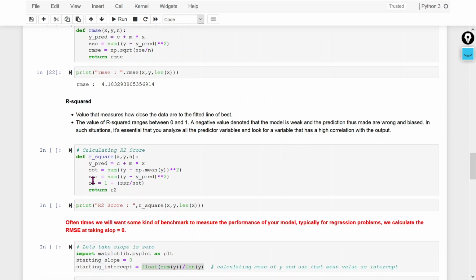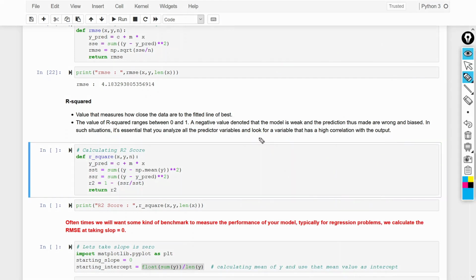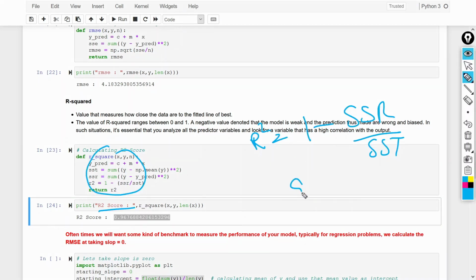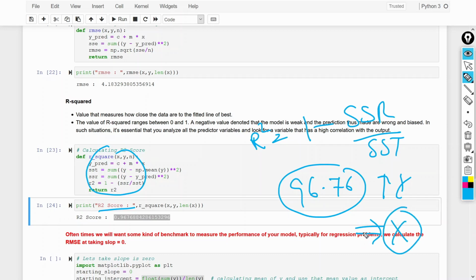We can also verify the R squared. What is the formula of the R squared? R squared is equal to 1 minus SSR divided by SST. So I have used this particular function, and I am getting the R squared value equal to 0.96. Right. So we can say 96.768% variation in Y we can explain with the help of the X variable. It means our model is the best fit model.